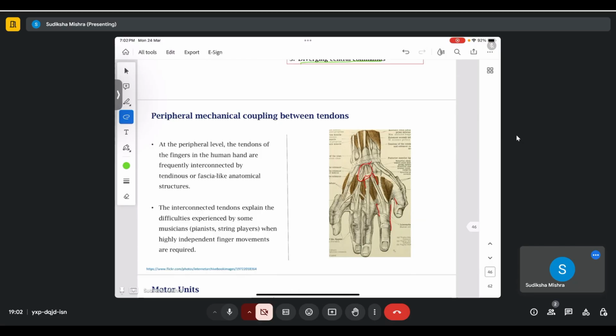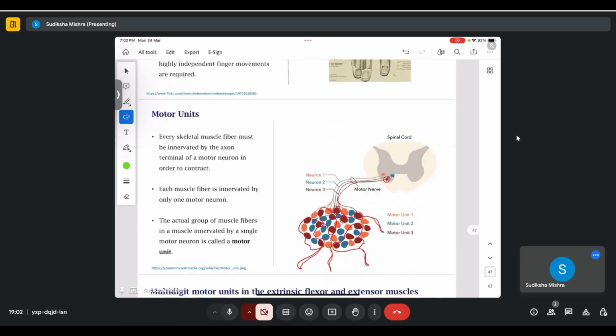However, this is to some extent done away with by various pianists, players, and musicians who need very high dexterity in the hand. However, things that require very independent finger movements can give rise to some difficulties even for very experienced musicians.